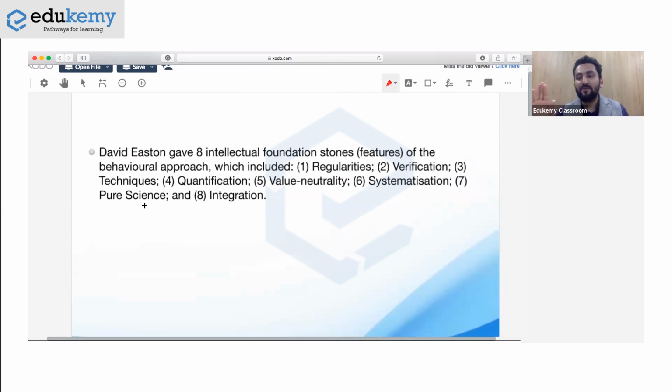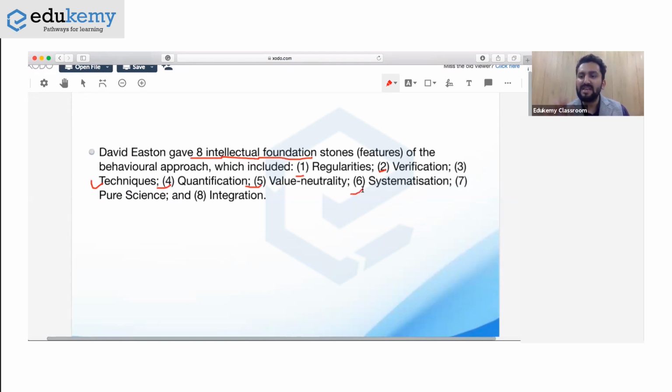Now, when we say behavioralist approach, I've told you, you have to mention David Easton. And why? Because David Easton gave 8 intellectual foundation stones or features of the behavioralist approach. He said there should be regularities, meaning political theory should not be abstract. It should have particular regularity. It should be verified. It should have a particular technique. It should have quantification: how many people you are surveying, in which area, why. It should be value neutral. When I say value neutral, it should not be bogged down by preconceived notions of good or bad. What was happening in political science was that what some society considered good got loaded on political theory. But David Easton said there should be no bias, right?